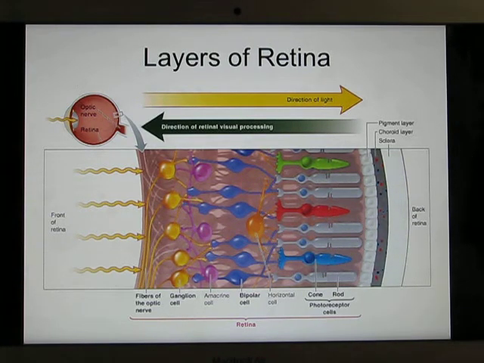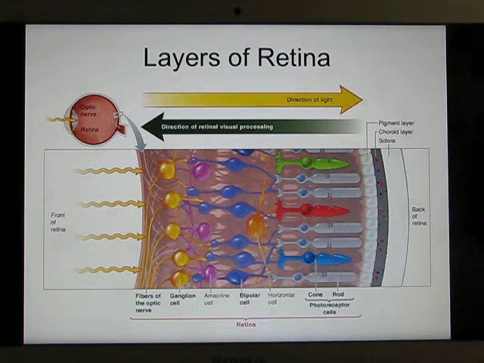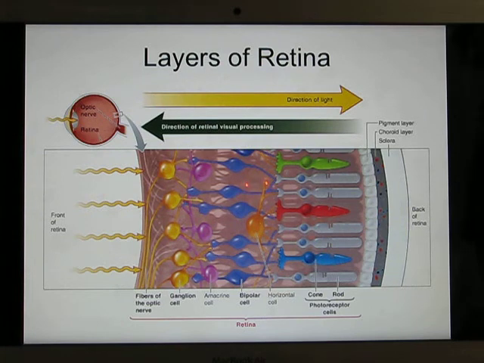You have much more rods than cones. And you only have one kind of rods. Rods are very sensitive to light, so we use them for night vision. And also, you only have one kind of rod, so it doesn't matter what kind of wavelengths hit the rods, it will give you exactly the same response. So rods are for black and white vision. And at night, you only activate the rods. So at night, you don't see color pretty well.